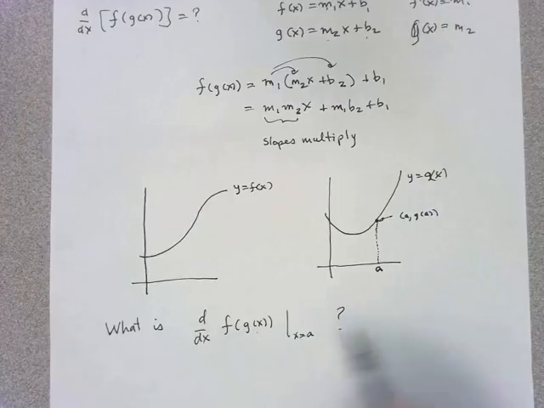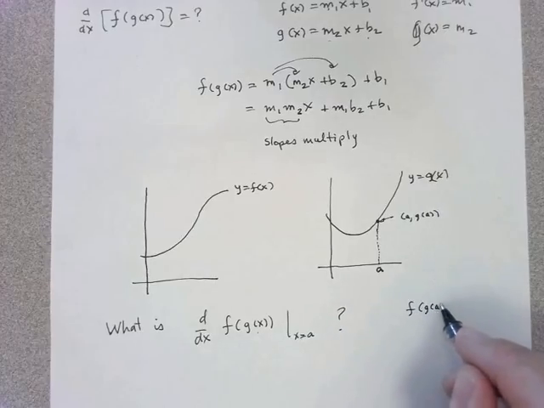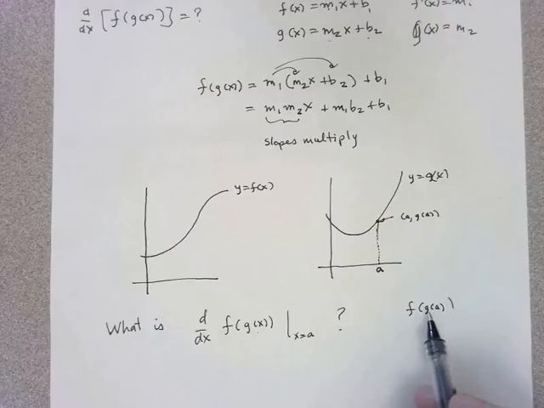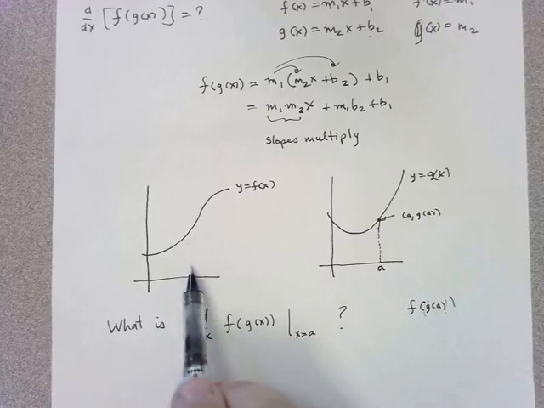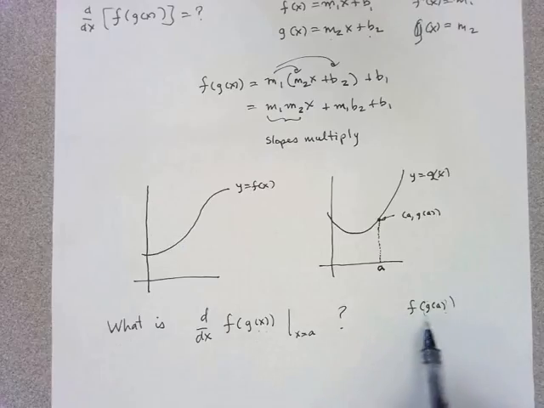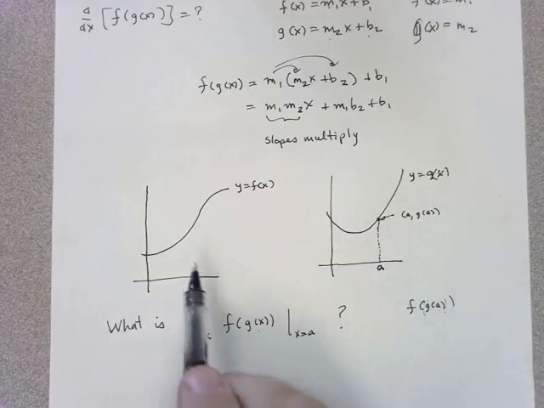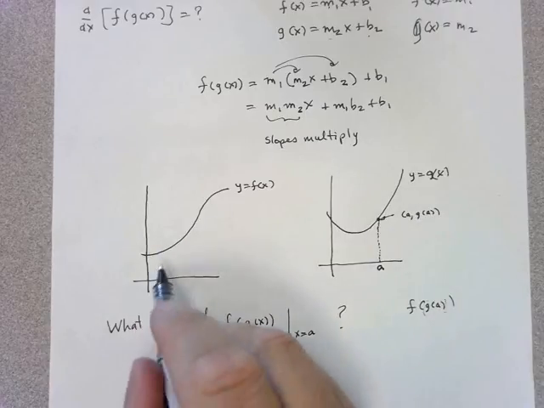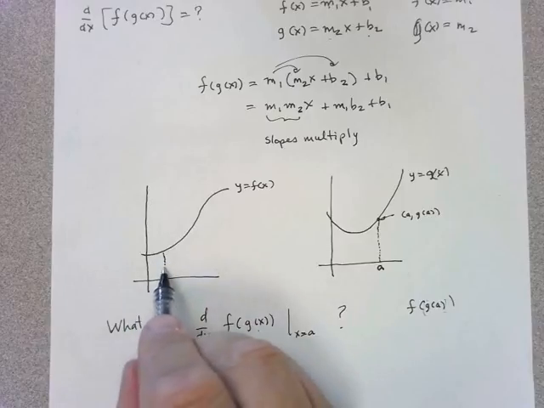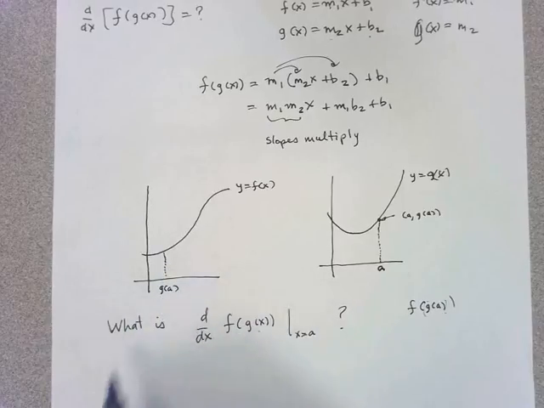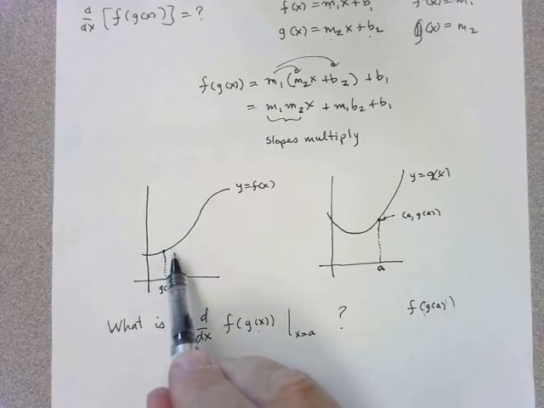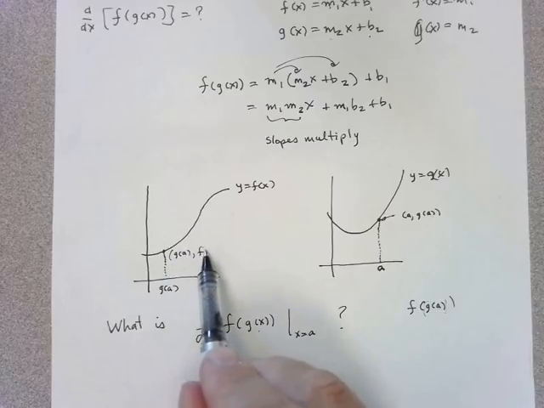So when I do f of g of a, I put a into g, and I get g of a, but then I take g of a and I put it into f. So that means I'm not plugging a into f. When I do this composition of functions here, I'm putting a into g, but then I'm putting g of a into f, which means I'm not going to look at a here. I'm going to look over someplace else. Maybe g of a is over here. So here's g of a. And then I have this right here, f of g of a.